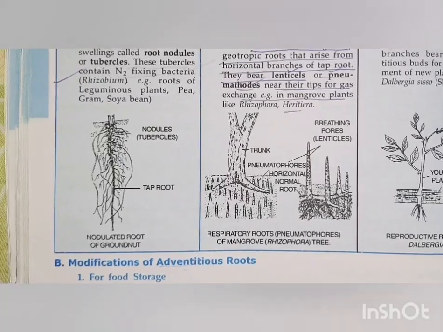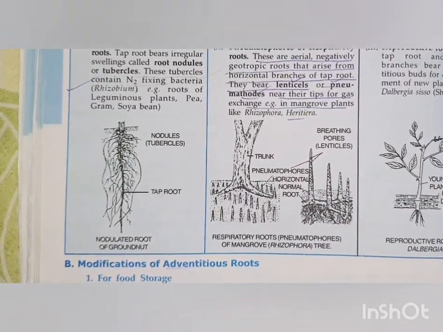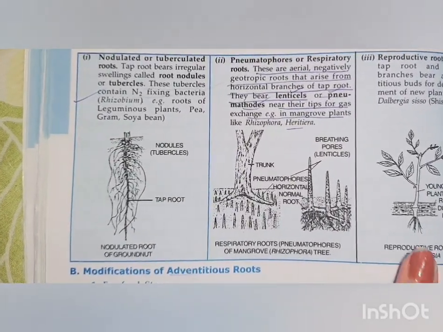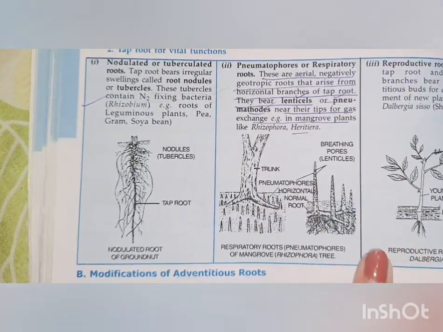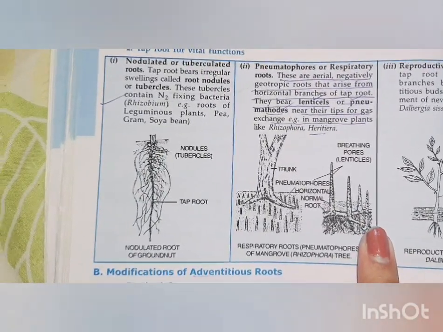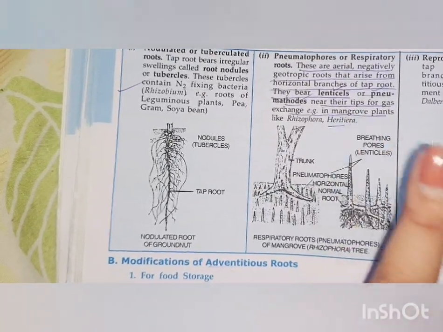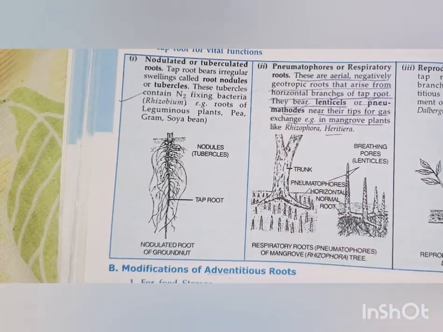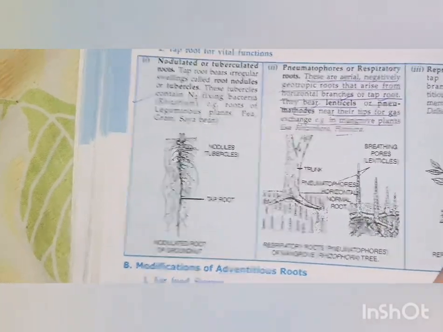Then for vital function, pneumatophores are present, and these pneumatophores are aerial in nature. They are negatively geotropic roots. They arise against the direction of gravity from horizontal branches of the tap root. They bear many lenticels or pneumathodes near the tip for gas exchange in mangrove plants. This pneumatophore is present in mangrove plants such as Rhizophora and Heritiera. These are respiratory roots or pneumatophores present in mangrove plants.